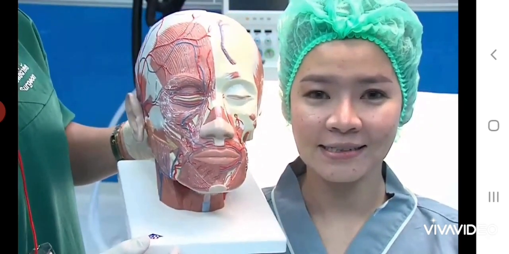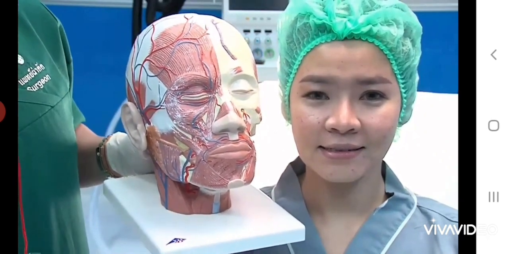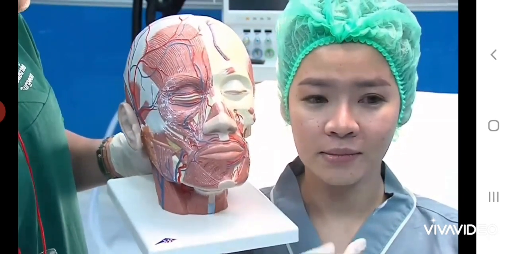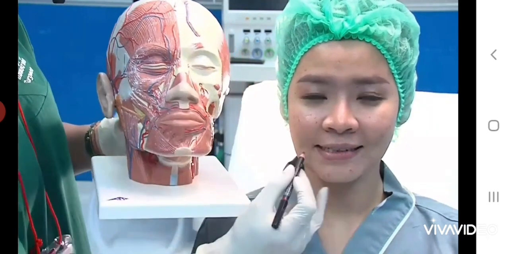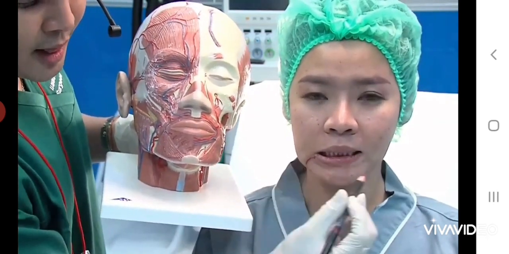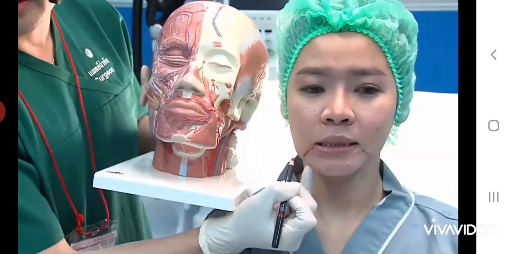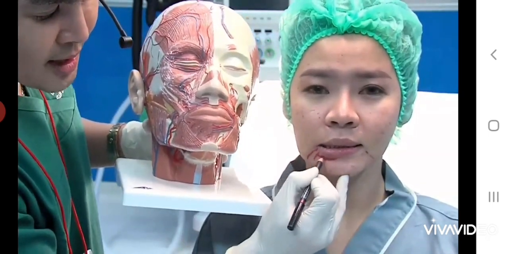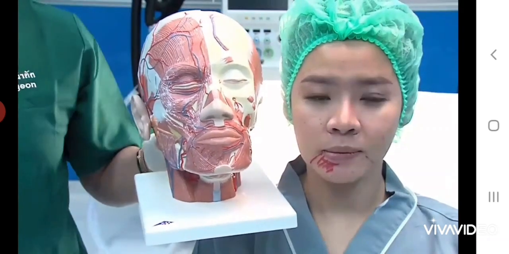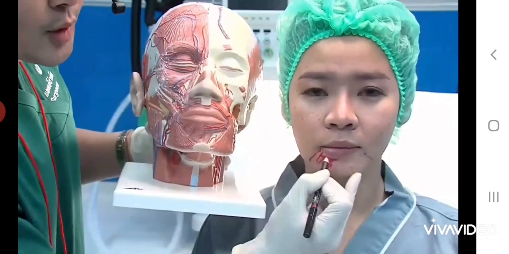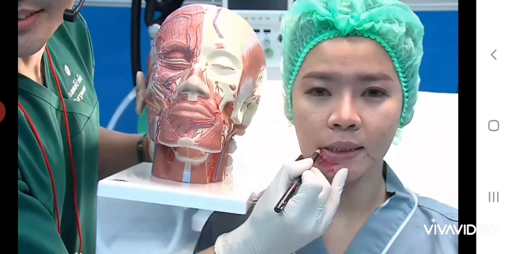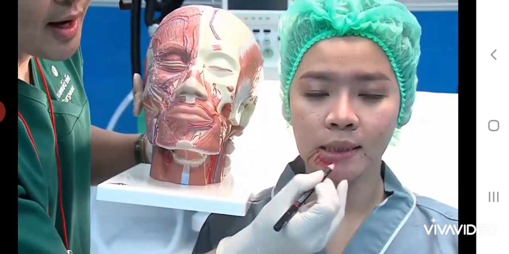What do you think? DAO or DLI? Which one? You think DAO? Look at the patient and look at the muscle. What happens with DAO? When DAO contracts, it will lead to marionette lines. It looks like the patient also has marionette lines, but the patient has asymmetry here. Which muscle is over-contracting? It comes from DLI. DLI will depress the lip. DAO is just the angle, the commissure line, but the DLI will go like this.